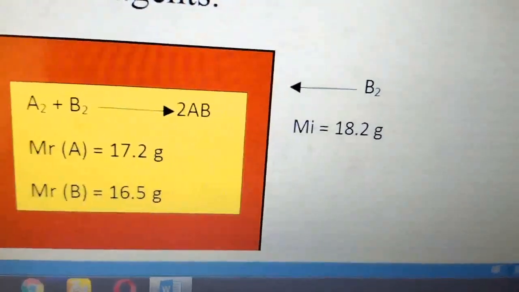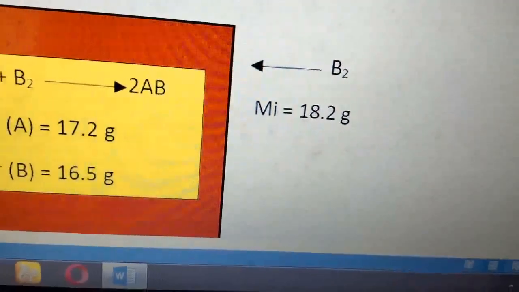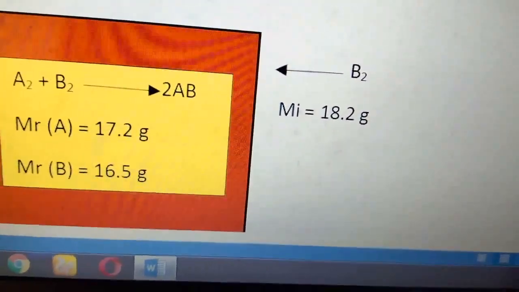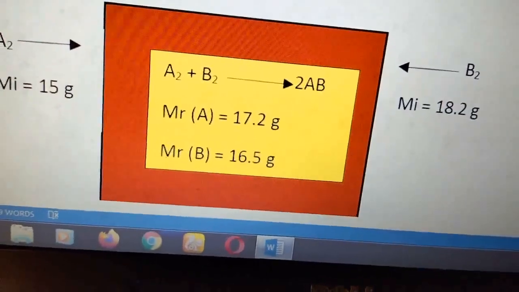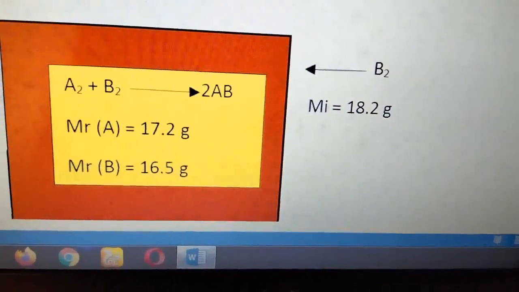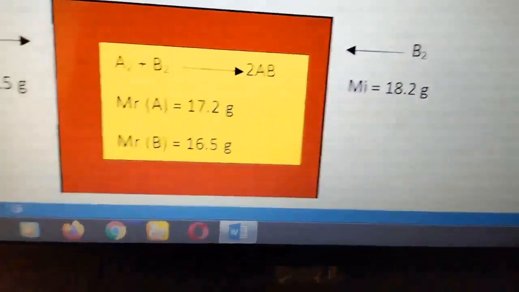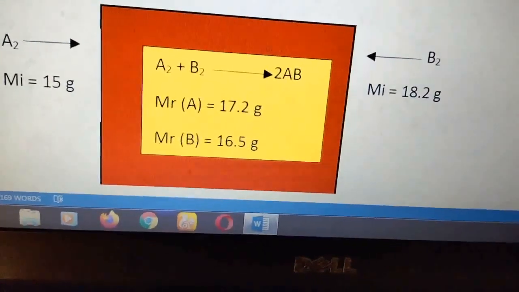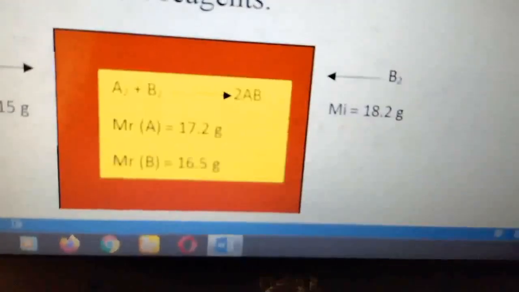So for a substance to be in excess, you have to compare the initial mass to the reacting mass. If what you introduce is higher than what's going to react, that means that substance will be in excess, like in the case of B now. So we introduce 18.2. Out of 18.2, 16.5 will react. That means I have about 1.7 grams of B remaining. That means B is in excess.